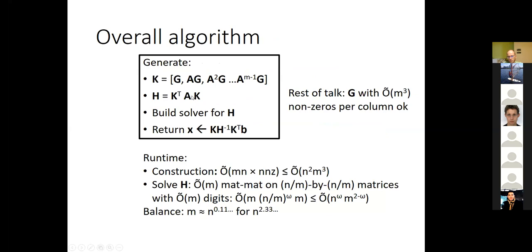The reason we need A to be sparse is that to generate K, K still has n columns. So I need to multiply A against n column vectors. If A is dense, this would come out to be roughly n cubed, because I'm multiplying A against n vectors. So it's in the construction cost. And this is where the connection of this algorithm to conjugate gradient really comes in: CG also has the same issue, that it's really taking advantage of the sparsity of the matrices.